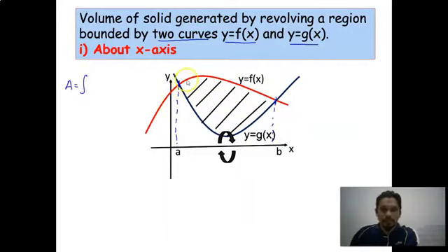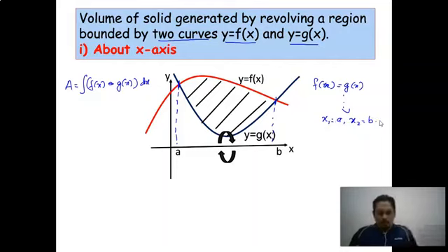the integral of, okay, this graph is above g(x), so then f(x) minus g(x) dx. But before we substitute the variable of x from a to b, we need to find out the intersection points here by setting f(x) equal to g(x) until we get x1 equal to a and x2 equal to b.